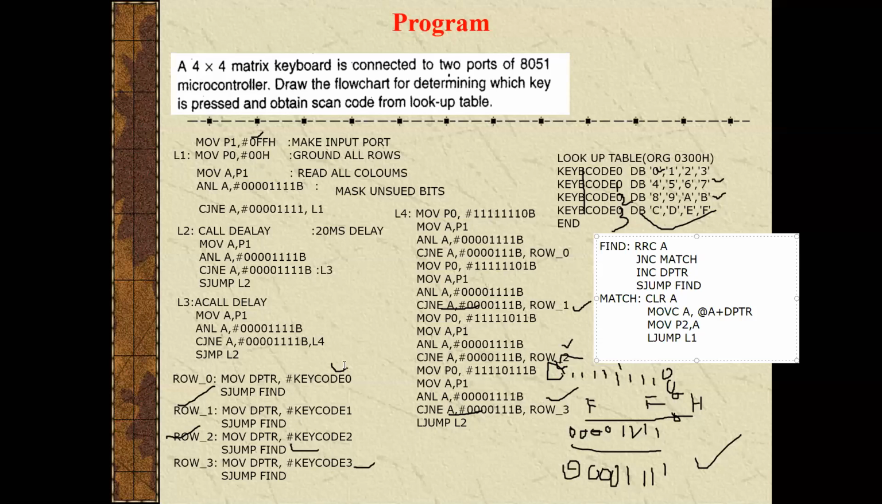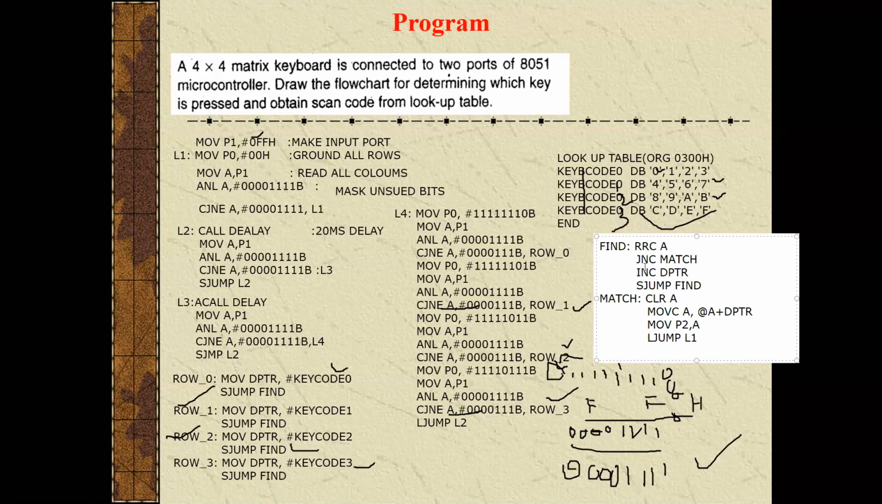What will happen in the find? We will see here. This find loop will come here. In this find, what will happen? It will find which key it belongs to. It will find if any carry bit is there or not. So this RRC is nothing but checking if any carry bit is there or not.